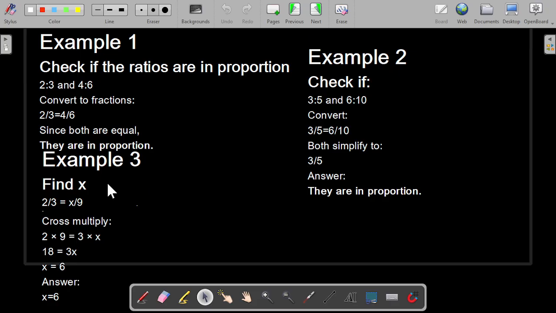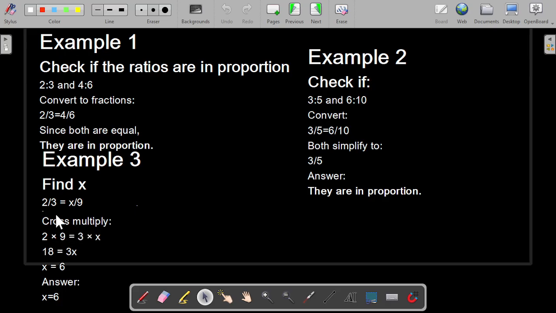In order to solve this problem, first you are going to find this s. Then when you get this s, whatever you get here, you bring them to the lowest level. Then you compare it to your left hand side. Once they are equal, then they are in proportion. If they are not, then you will say they are not in proportion. Now let us do the example.